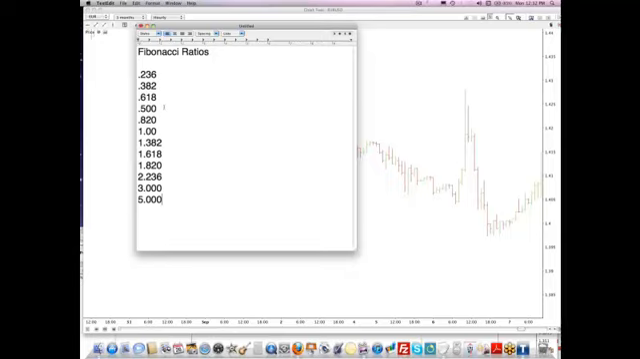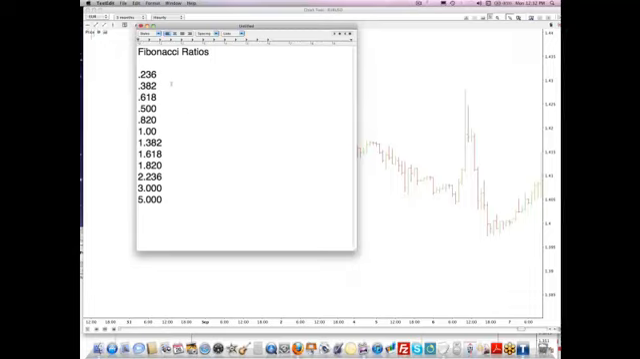I'm going to show you where you put these numbers in your tool. Now, if you're on the MT4 platform, it's a little bit different than this platform. You actually have to go into properties, hit Fibonacci. You put the range up with the tool, then you hit properties, and you can change these.